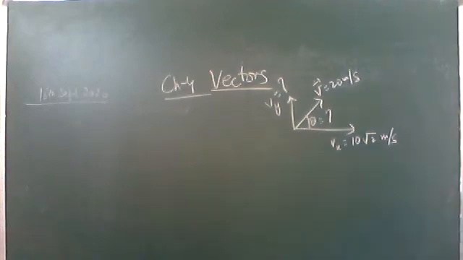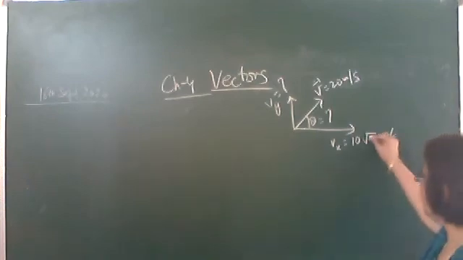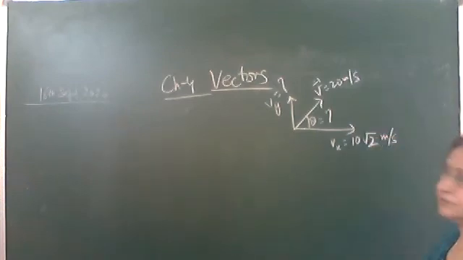What is the value of x component? 10 root 2 meter per second. The x component has a velocity Vx equal to 10 root 2 meter per second.